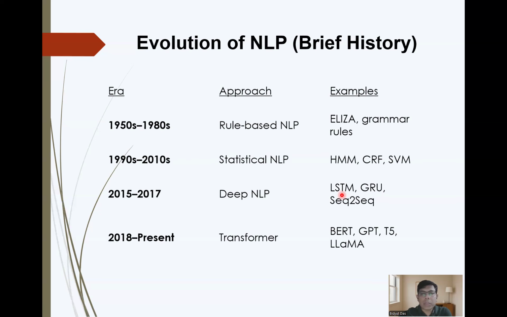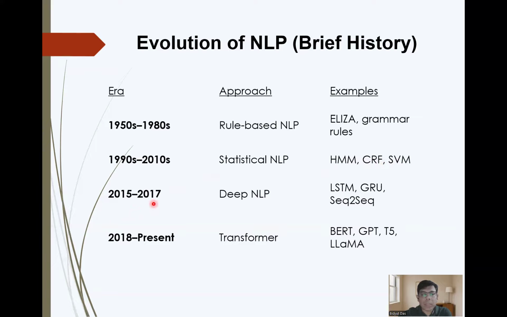So now we show the evolution of NLP. From 1950 to 1980, rule-based NLP was proposed, with Eliza and grammar rules. These are the rules proposed in this time. From 1990 to 2010, statistical NLP came: hidden Markov model, conditional random field, support vector machine. All these methods were applied in this time.